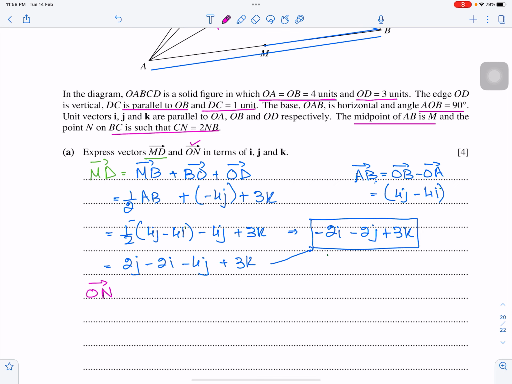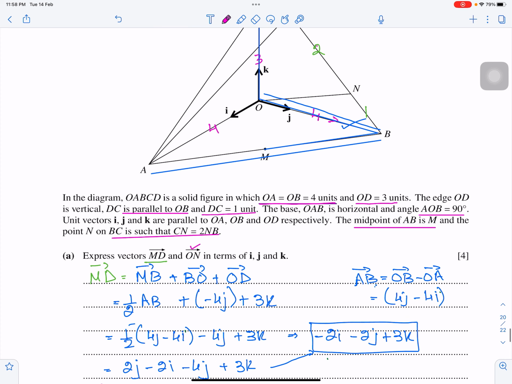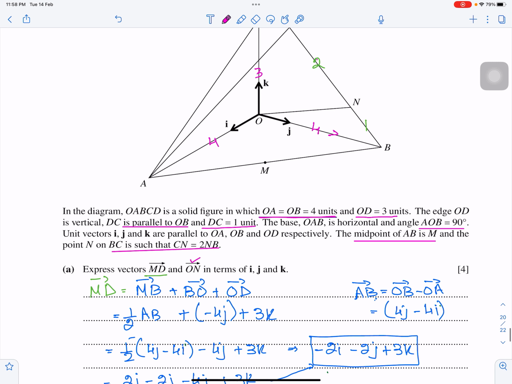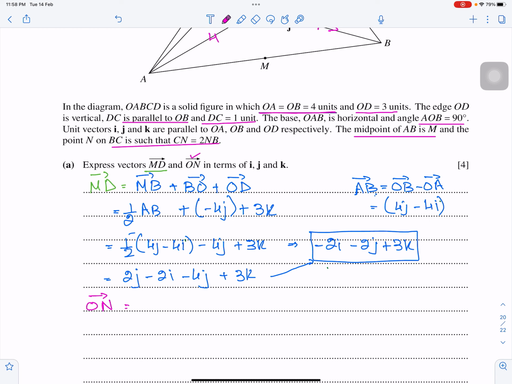Let's see what route can help us. Route means the path I'm talking about. So now I have to find out, let me erase these extra lines which I drew earlier. Okay, so now to find ON, which is this, I will take the route of OD, DC and CN. This is the route I'm writing. So I'm writing OD plus DC plus CN.